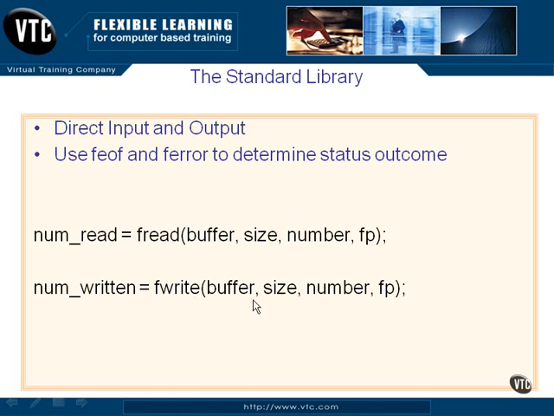fwrite will write from our buffer a size object and how many of them to this file pointer. And it will return back to us how many were written. That should be the same that we asked for on an fwrite. Of course, the disk could have been full or something like that, and then we have to check ferror. We won't get end of file on an fwrite, but we could get ferror set on an fwrite. Okay, fread and fwrite, direct input and output.